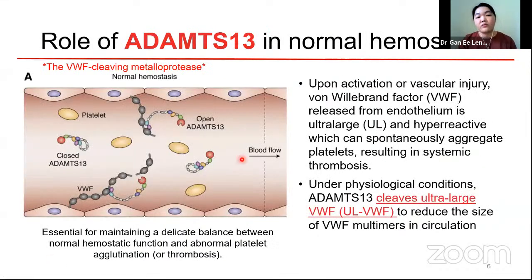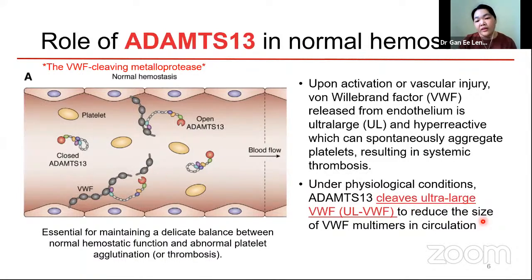Let me show you some cartoons to describe further. In normal hemostasis, when you look at the cartoon on the left-hand side, upon activation of vascular injury, the endothelial cell will release the von Willebrand factors. When these von Willebrand factors become very long and large, we call this ultra-large von Willebrand factor, which is very hyperactive and very sticky. In other words, it will attract platelets to bind here and cause spontaneous platelet aggregation, resulting in systemic thrombosis. So the function of ADAMTS13 is in fact to cut these ultra-large von Willebrand factors.